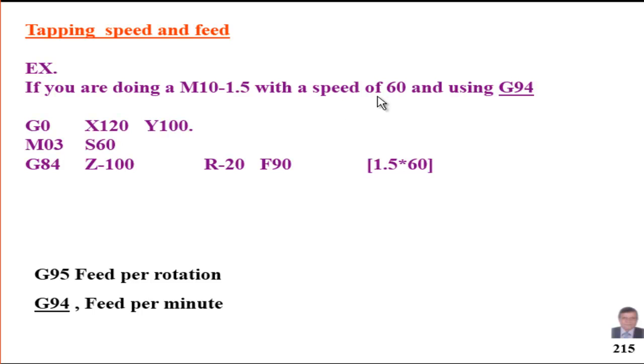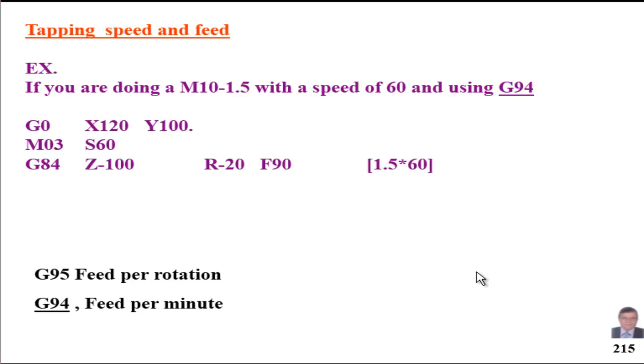Suppose this is our speed, and suppose we're going to use G94. 94 means feed per minute. So in that case, how can we program our feed? Our feed will be programmed by multiplying that feed by the amount of revolution. So 1.5 times 60, it will be 90. So in that case, that will be the amount of feed for programming.